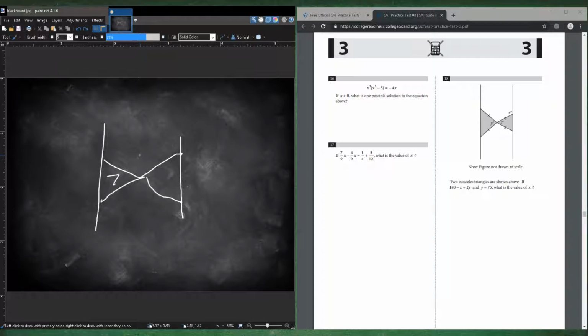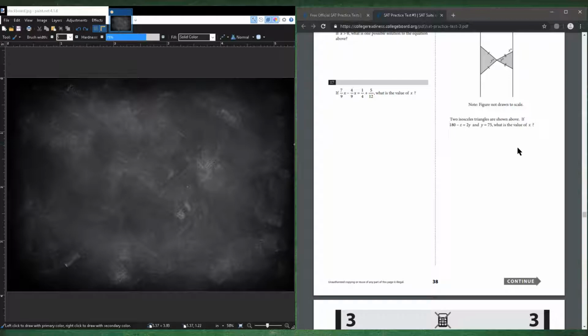Basic geometry question. If you just know your properties of isosceles triangles, then you're fine.